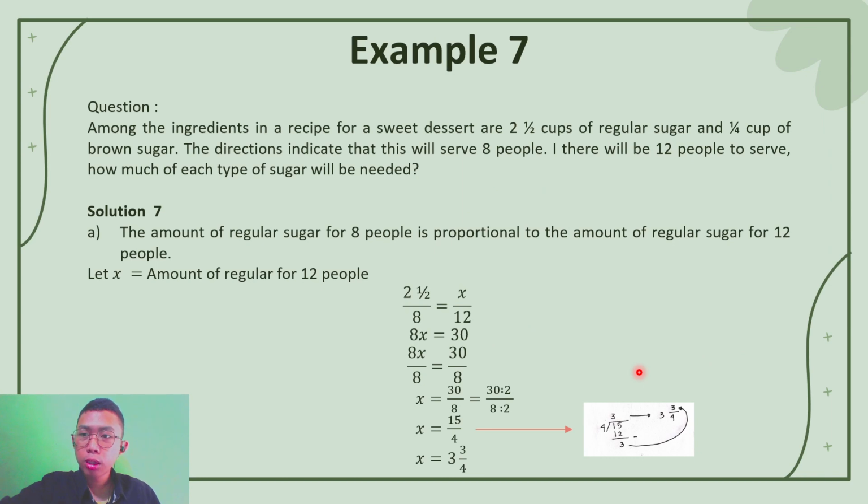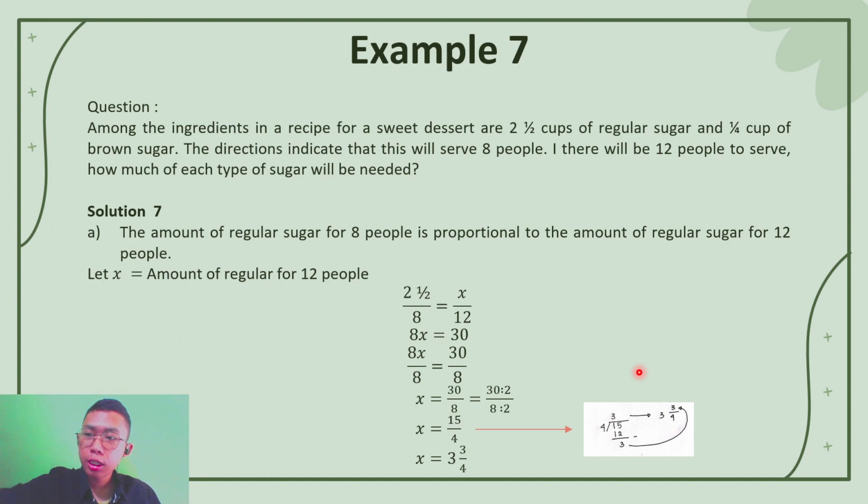Example 7. Among the ingredients in a recipe for a sweet dessert are two and a half cups of regular sugar and a quarter cup of brown sugar. The directions indicate that this will serve 8 people. As there will be 12 people to serve, how much of each type of sugar will be needed?